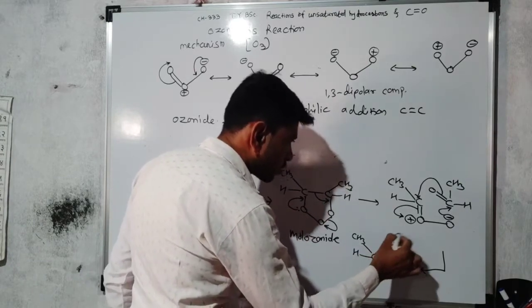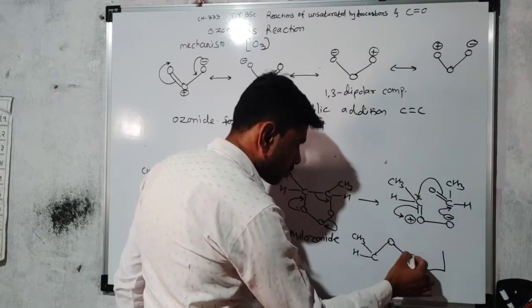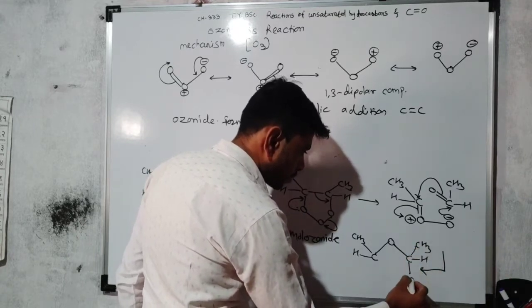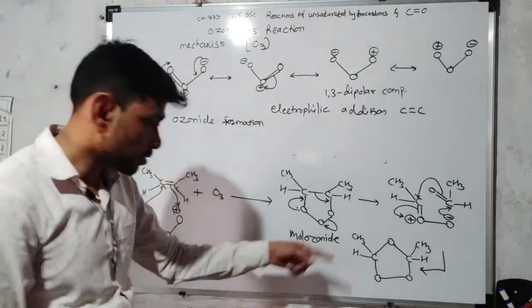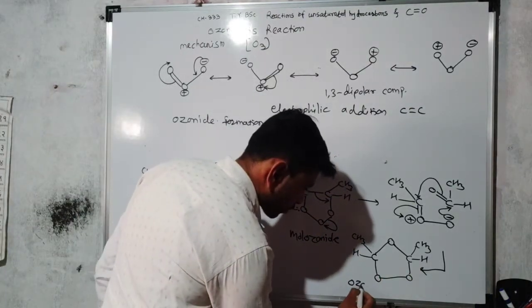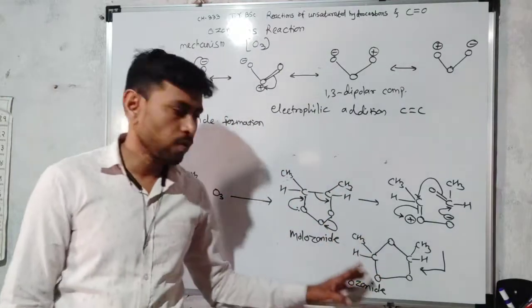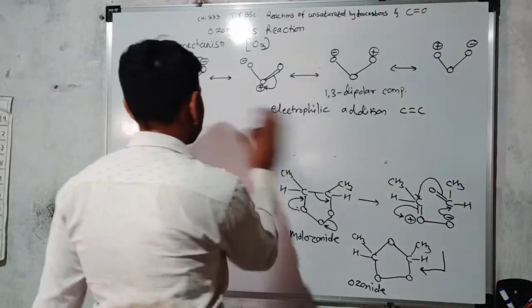Now carbon oxygen bond formation takes place here. Here another carbon oxygen single bond, CH3, here H, and this oxygen, this is another oxygen. So this is the actual ozonide formation. This is ozonide. This is a hazardous compound, so some precautions we have to take. So it is seldom isolated.